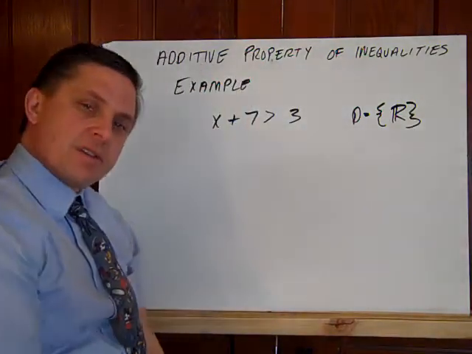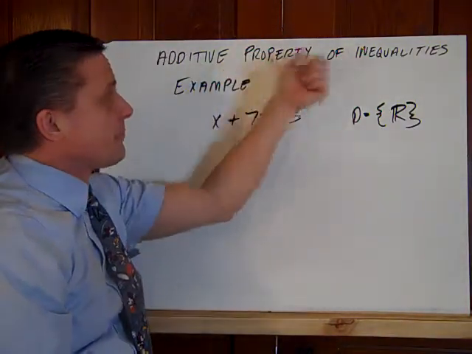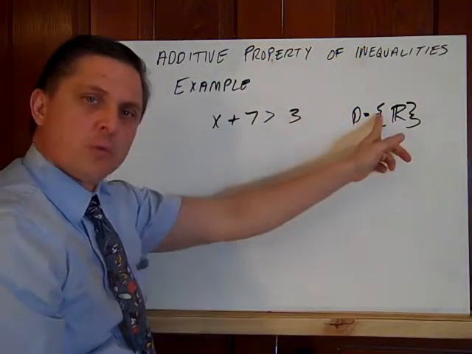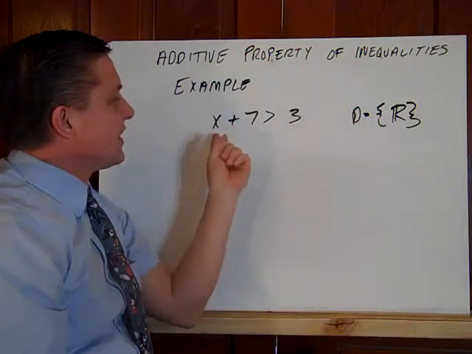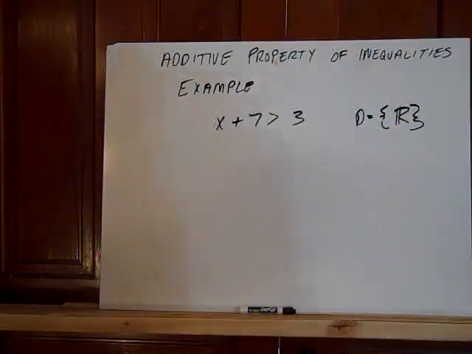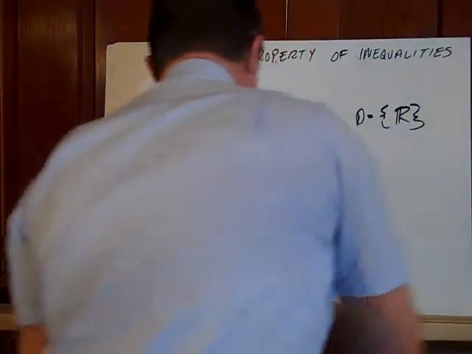Alright, we'll tie this together to some of the other things here. Domain, the additive property of inequalities along with the domain. We're going to go with reals first. But this is a case where we put something with the variable. Alright, so the battery died. I put a new battery in the camera.